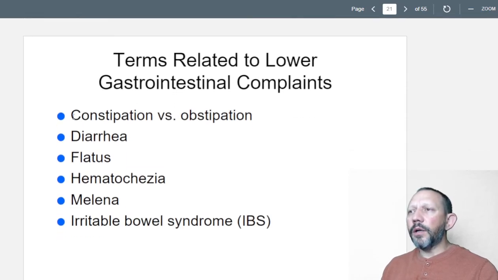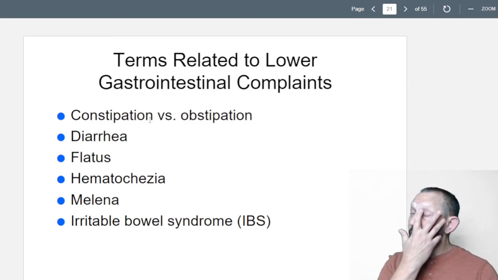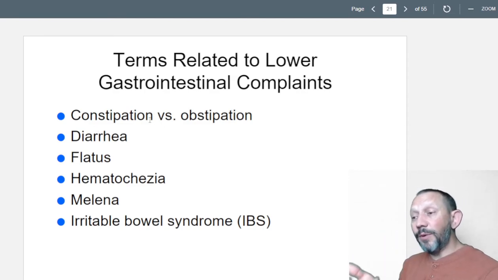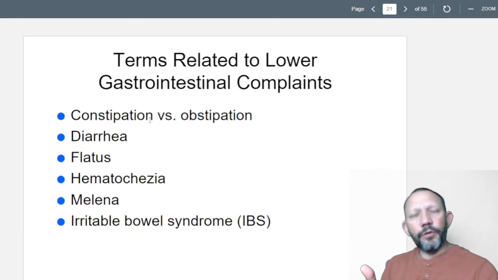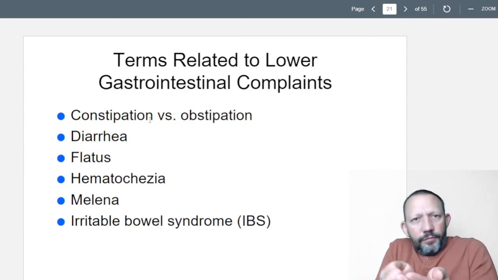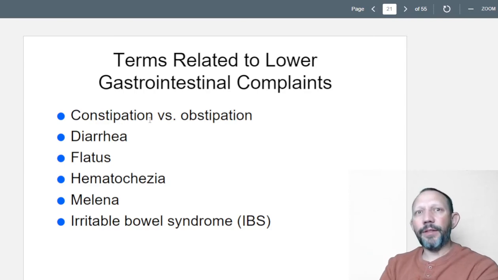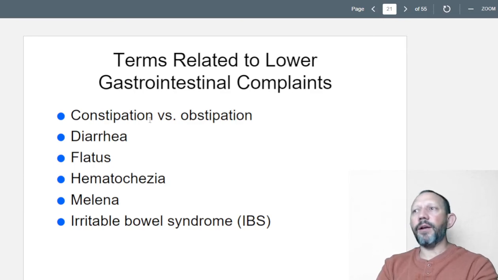Terms related to lower GI: constipation versus obstipation. Constipation is slow. So how many times a day should you be going to the bathroom? Every time you eat, or so. If you're eating more than this much in your hands, you should probably go into the bathroom at least once, right? That makes sense. Otherwise, where's it going? You're not burning it off.